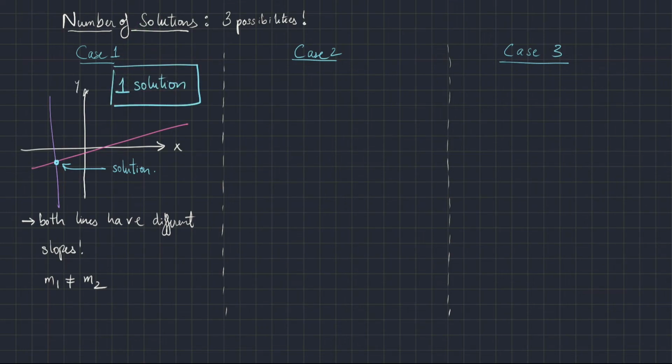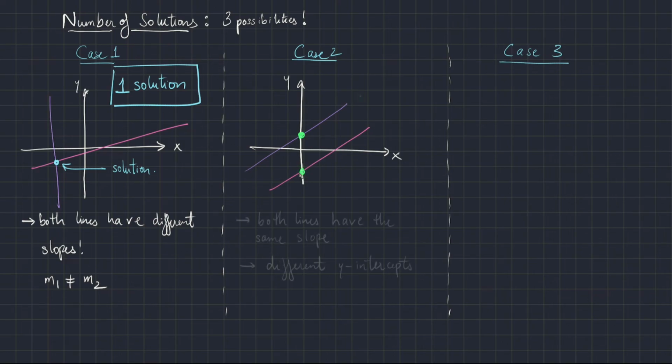Let's consider a second possibility where you're given two equations and they represent lines so that the lines never intersect. Another word for these two lines is parallel lines. So this is one line and this is another line. Notice that both of these lines are never going to intersect because they have the same slope. But not only do they have the same slope, they also have different y-intercepts.